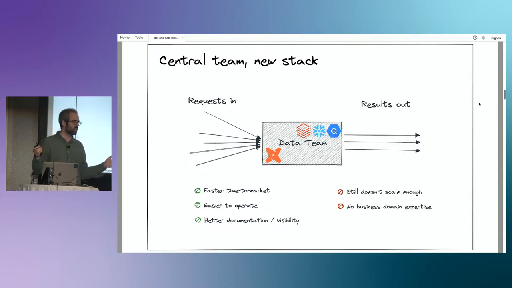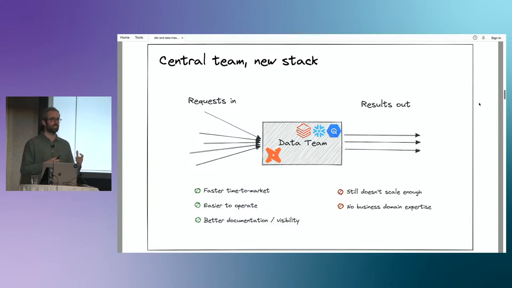And because you're using DBT, and we all love DBT, the documentation is better, the visibility is way better for people outside of the data domain to understand what is going on. You have this documentation, right, that you can publish to a catalog. So things are quite nicer, let's say, but it's still not super nice. And why is that? Because it still doesn't scale enough, right?